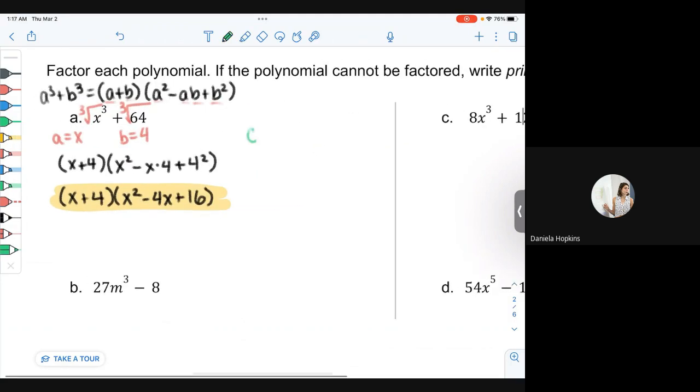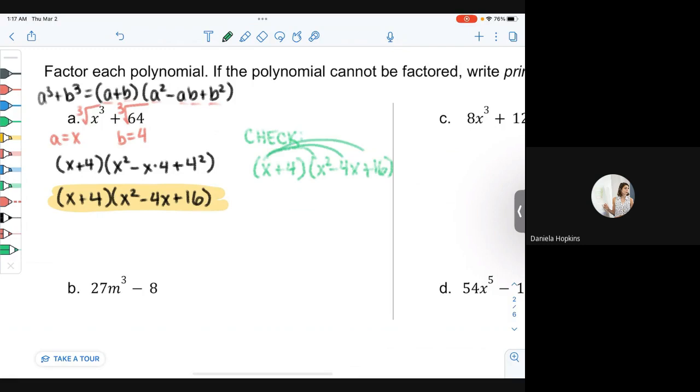So if I were to FOIL this back out, I should get back to that original. So let's look at our check here. If I were to multiply out x plus 4 times x squared minus 4x plus 16, if I multiplied this out first, I would have x to the third minus 4x squared plus 16x. And then if I multiplied in the 4, I would have plus 4x squared minus 16x plus 64.